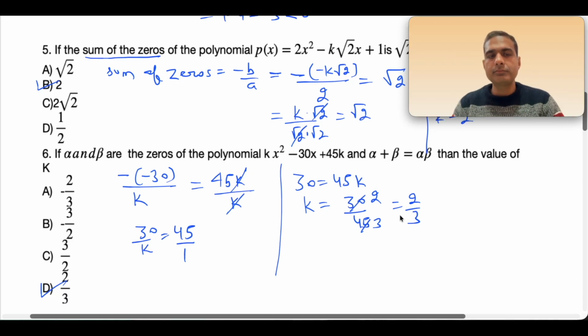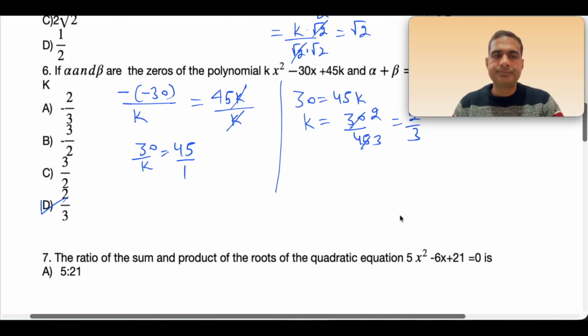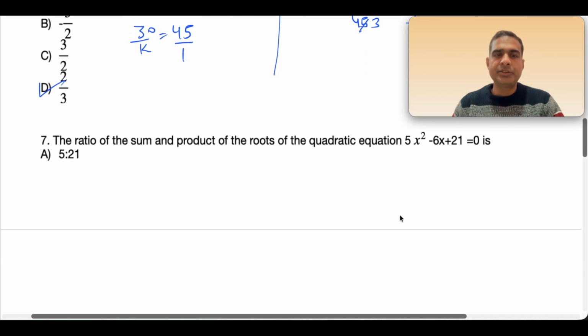Moving to question number 7. The ratio of the sum and product of the roots of the quadratic equation 5x square minus 6x plus 21 is equal to 0 is. So we have to find out the ratio of sum and product of the roots of the equation. So what is the sum? Sum is minus b by a, where b is the coefficient of x. So it is minus of minus 6 by a, that is 5.